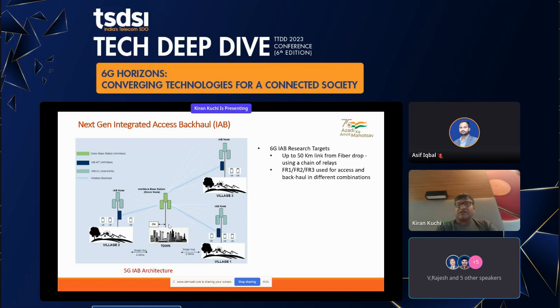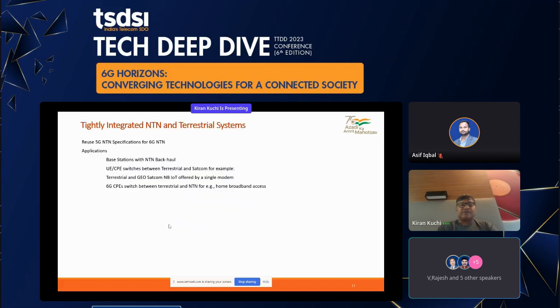If you use a combination of FR1, FR2, FR3, and a chain of relays, a single isolated link is capable of 5 to 10 kilometer range with 6G kind of data rates. So this is something that could be considered: a chain of relays as a potential solution for terrestrial coverage. I'm ready to close my talk.